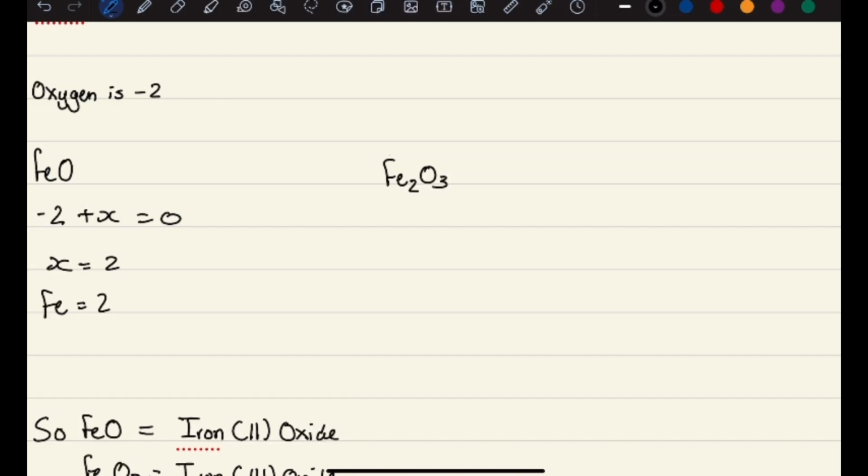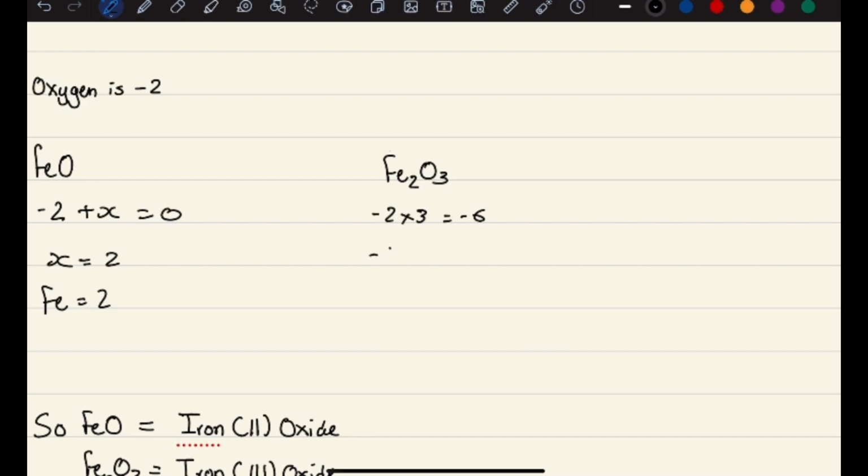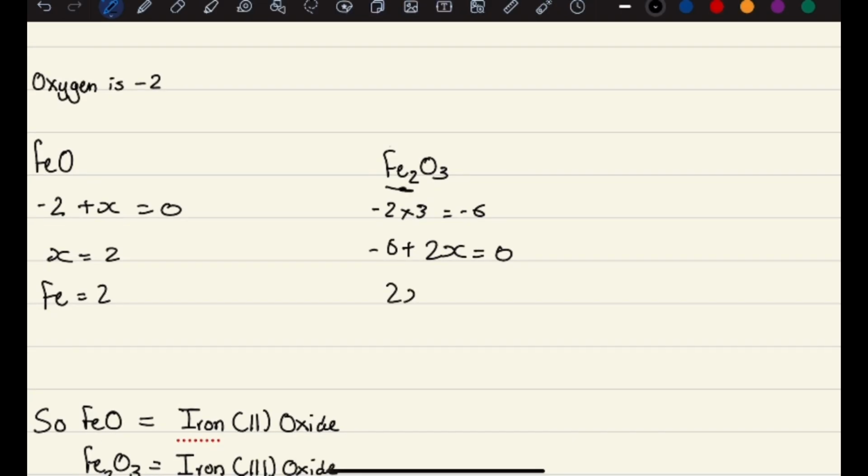And we've got here Fe2O3. Well, we know -2 times 3, we get -6. So -6 plus, remember there's 2 here, so plus 2 lots of x is going to be equal to 0. Well, move it across, 2x is equal to 6, x equals 3. So Fe here is 3. So we can see here, we've got 2 different oxidation states of iron. We've got the 2 and we've got the 3.